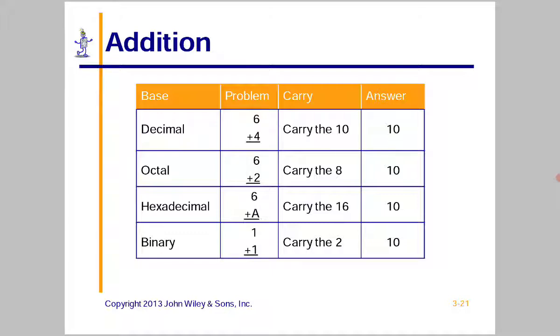Hexadecimal. Next, add hexadecimal 6 plus A. What is A? A means 10. So 10 plus 6, that is 16. In hexadecimal notation, you simply divide 16 by 16, that is 10.